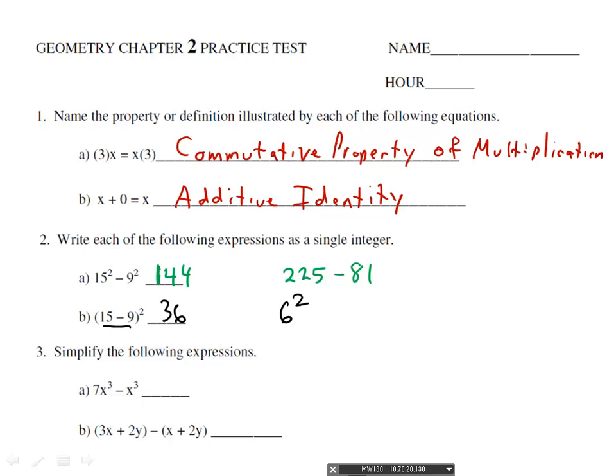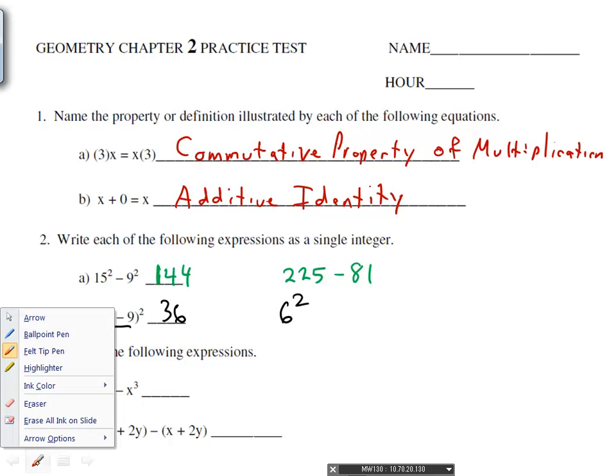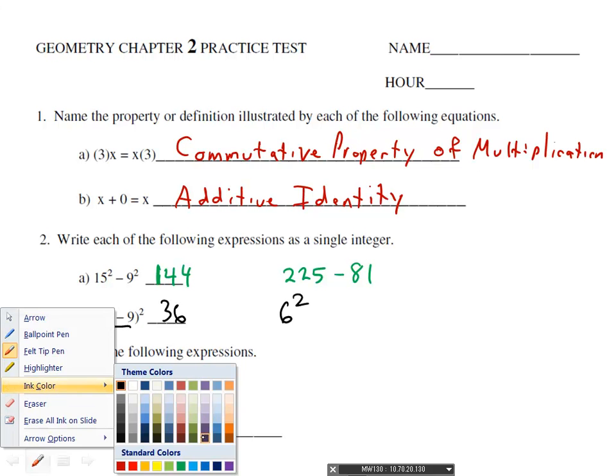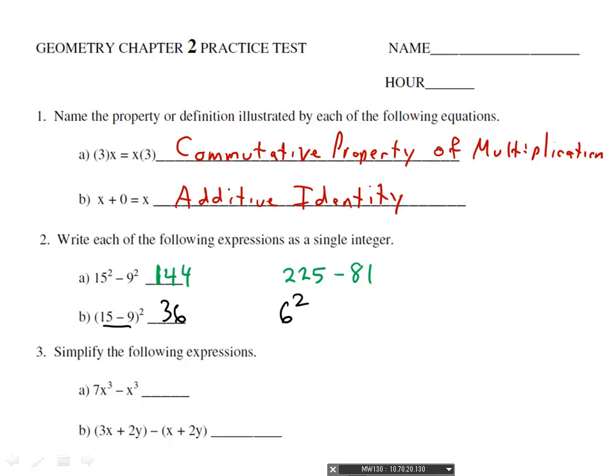All right, then here we have combining like terms. Simplify the following expression: 7x cubed minus x cubed. Many times I've had people write down 7 for this, because I think they're taking x cubed away from the 7x cubed, which takes the x cubed away. But you have to remember that there's that invisible 1 in front of it. So you have 7x cubed minus 1x cubed, 6x cubed.